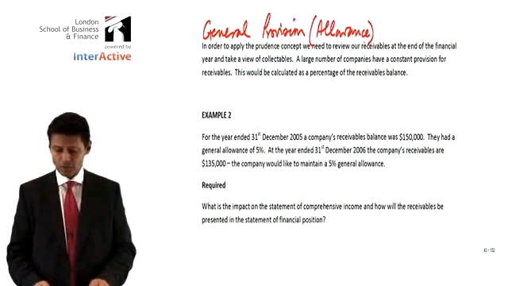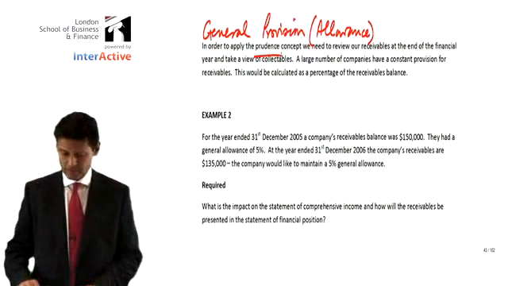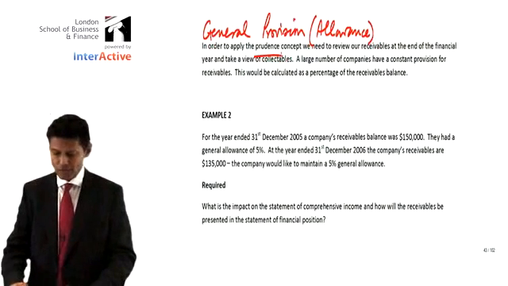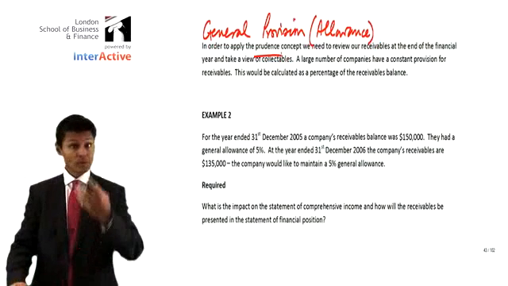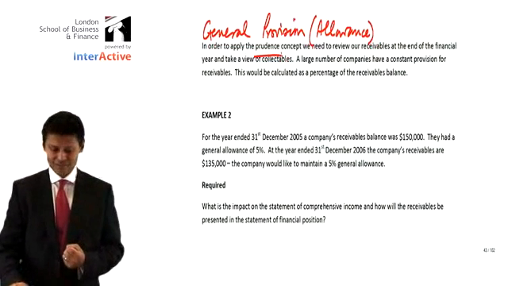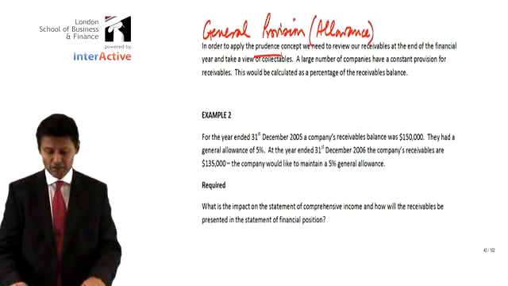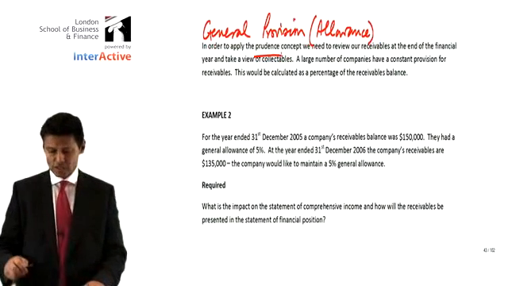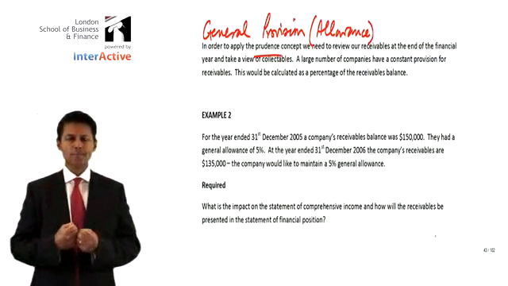We say there, in order to apply the prudence concept, might underline our old friend prudence. It's one of the fundamental concepts in accounting. We need to review our receivables at the end of the financial year and take a view, form an opinion of the collectibles. A large number of companies have a constant provision for receivables. This would be calculated as a percentage of the receivables balance.